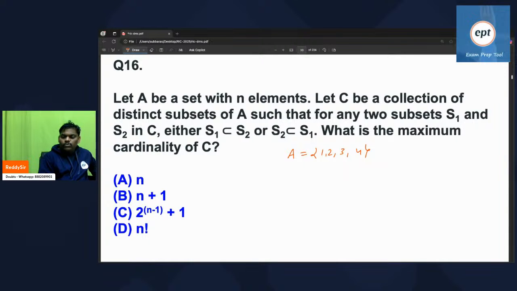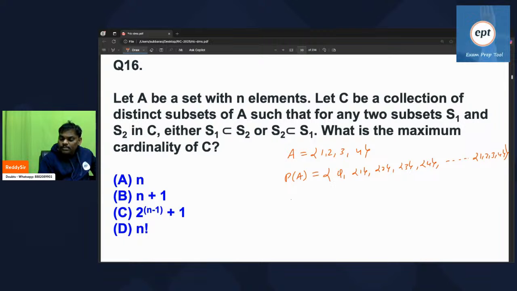A contains 4 elements. So how many subsets are possible? C is a collection of distinct subsets of A. The power set of A contains 2 power 4, 16 subsets. So 16 elements are there. Phi is there, only 1 is there, only 2, only 3, only 4, and so on. Lastly, 1, 2, 3, 4. That is the power set of A.